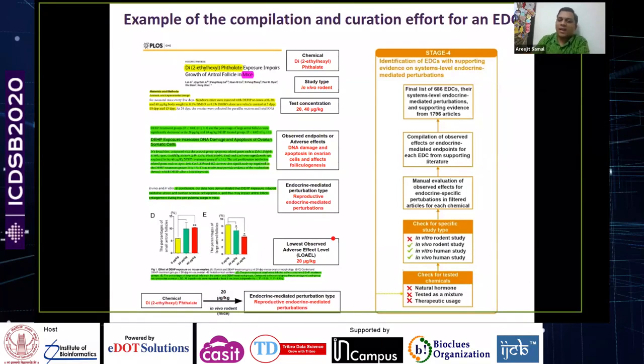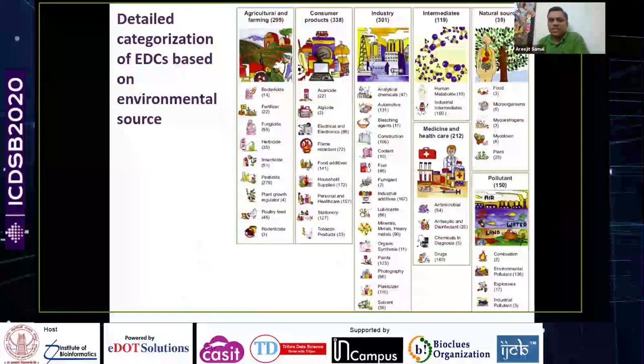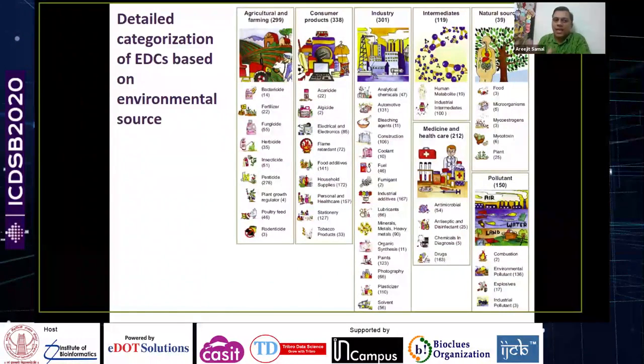So then we get a graph like this. This requires really full text mining, understanding, interpreting the experiments. It cannot be done so easily. So what we have finally is these 686 EDCs. We have classified them based on their environmental source, based on 7 broad categories, 48 subcategories. You see consumer products capture most of these EDCs.